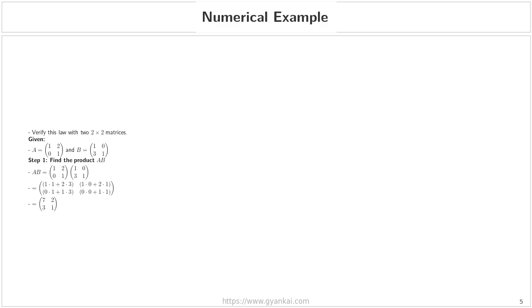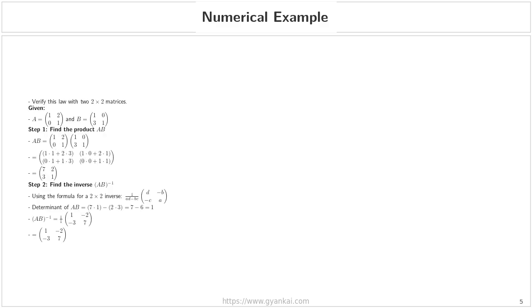in the second row. In step 2, we find the inverse of this product matrix, denoted as the inverse of AB. To do this, we use the standard formula for a 2x2 inverse, which is 1 divided by the determinant, multiplied by the matrix where we swap the main diagonal elements and change the signs of the other diagonal elements. The determinant of AB is 7 times 1 minus 2 times 3, which equals 1. Since the determinant is 1, the inverse of AB is simply the matrix with 1 and negative 2 in the first row, and negative 3 and 7 in the second row.